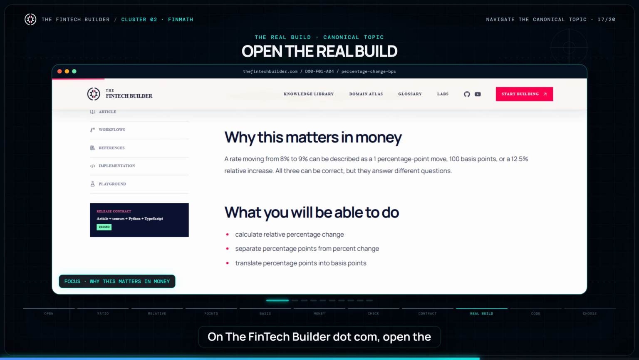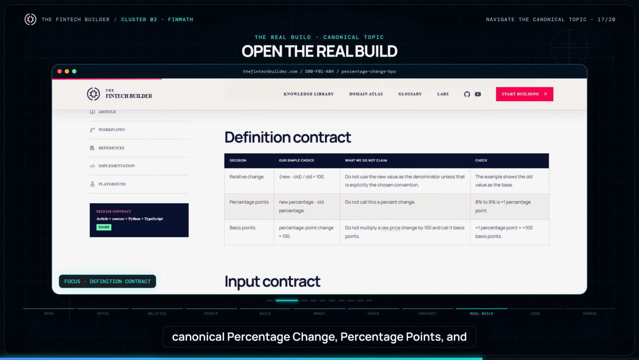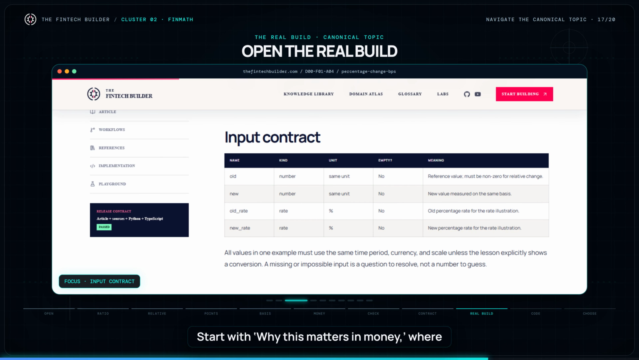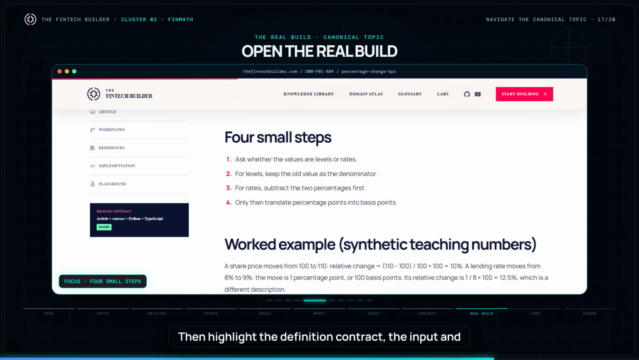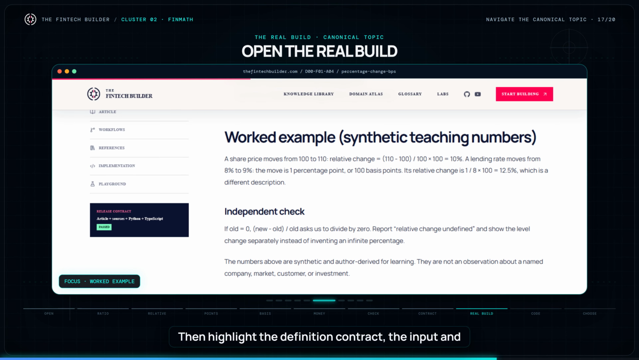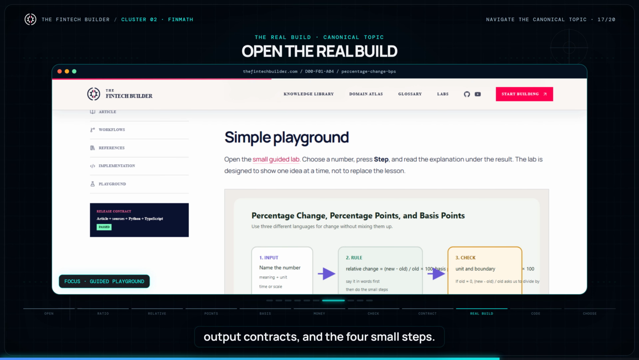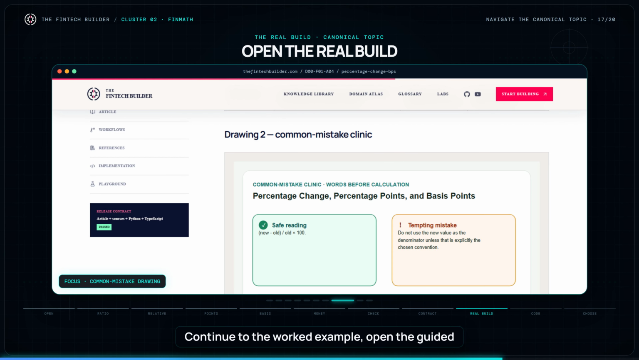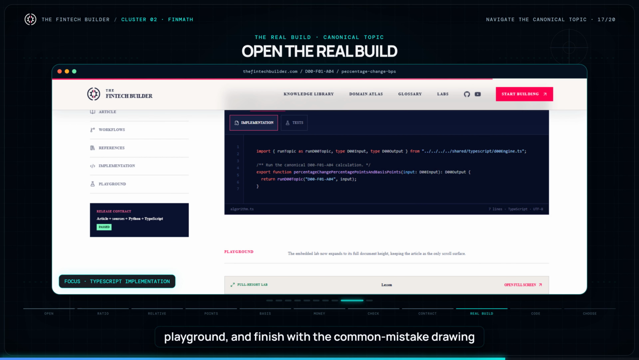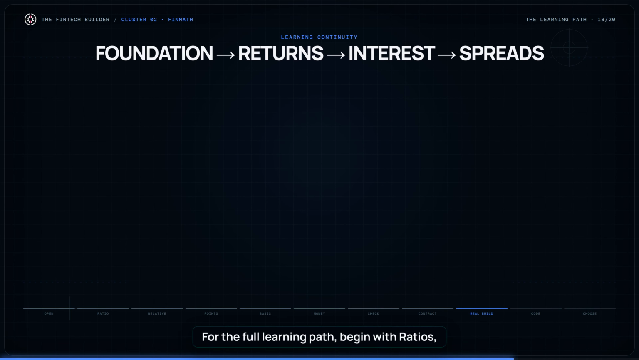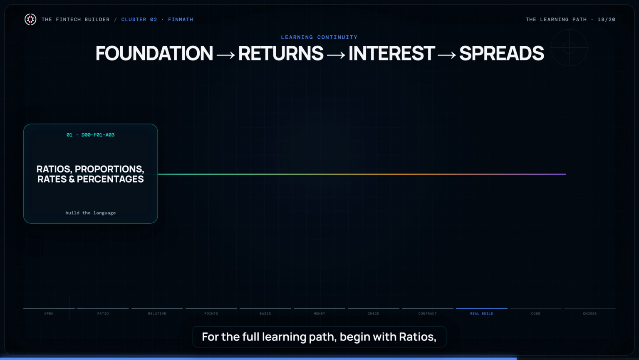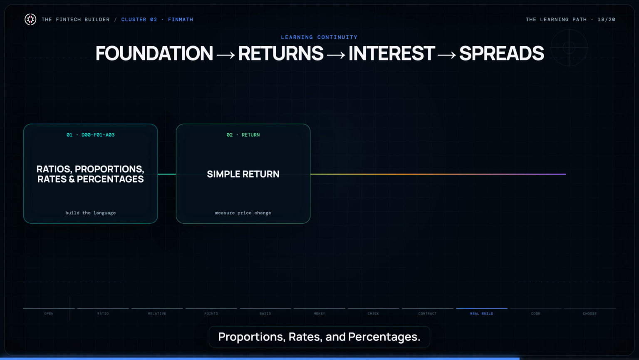On fintechbuilder.com, open the canonical percentage change, percentage points, and basis points lesson. Start with why this matters in money, where the 8 to 9 example appears. Then highlight the definition contract, the input and output contracts, and the 4 small steps. Continue to the worked example, open the guided playground, and finish with the common mistake drawing and the TypeScript and Python implementation tabs. For the full learning path, begin with ratios, proportions, rates, and percentages.